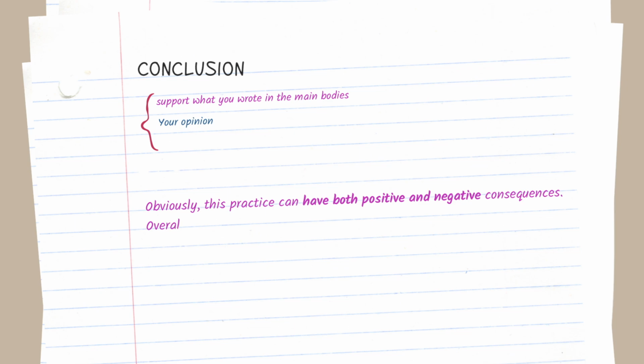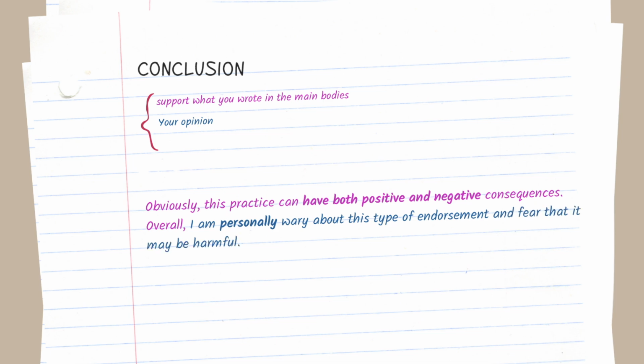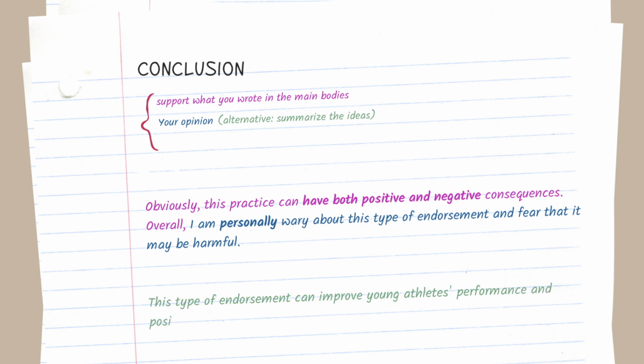"Overall, I am personally wary about this type of endorsement and fear that it may be harmful." This is my opinion, all right? There are also some alternatives that you can include instead of your opinion. For example, you could summarize ideas from the main body. Instead of my opinion, I can write this sentence in the second sentence: "This type of endorsement can improve young athletes' performance and positively affect their self-confidence. At the same time, it can be exploitative and send inappropriate messages to youngsters."